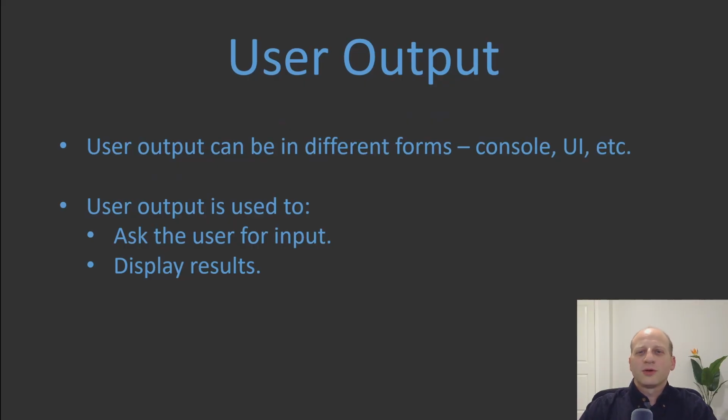Now, let's talk about user output. User output can be in different forms. It can be in the form of console print lines, in the form of images, graphics, and so on. The purpose of user output is to tell the user what we want from him as well as to show some results. Later we'll see how we do it in C#.